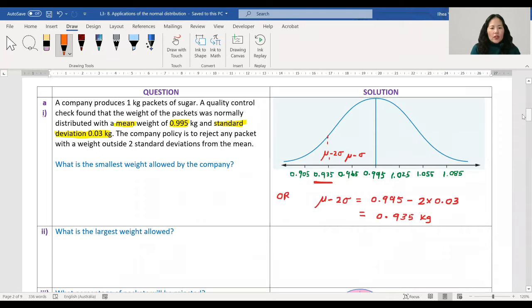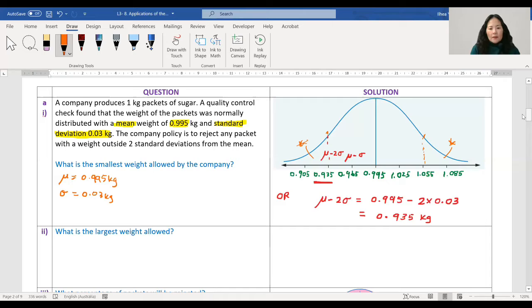First, we have to collect all the information that we need. So the mean is 0.995 kilograms, and the standard deviation is 0.03 kilograms. Okay, and there's a special condition applied, isn't it? Anything that weighs outside the 2 standard deviations, which is here and here, that will be thrown out because it's not good enough for quality control.